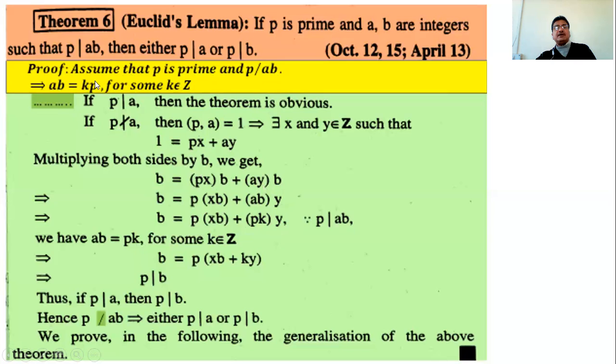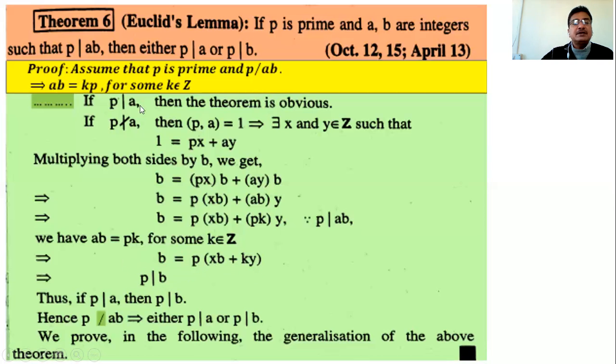By using this equation, AB is equal to Pk, and then what do we have? B is equal to P. Take this P as common. So what do we have in brackets? Xb plus Ky, and this Xb plus Ky is an integer, so write here, comma, where Xb plus Ky belongs to Z. And why is this Xb plus Ky an integer? Because X, Y, B, K are all integers, and multiplication and addition of integers is an integer. And therefore B is expressed in the form P times some integer, and therefore P divides B.